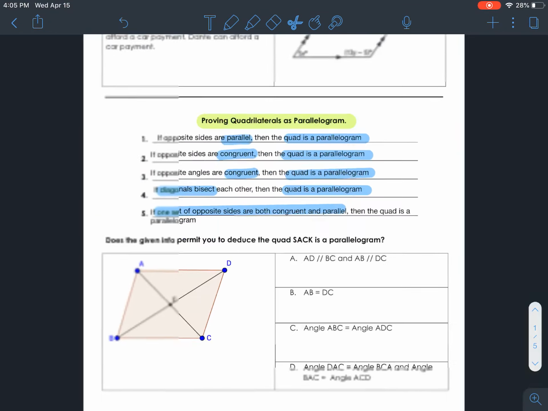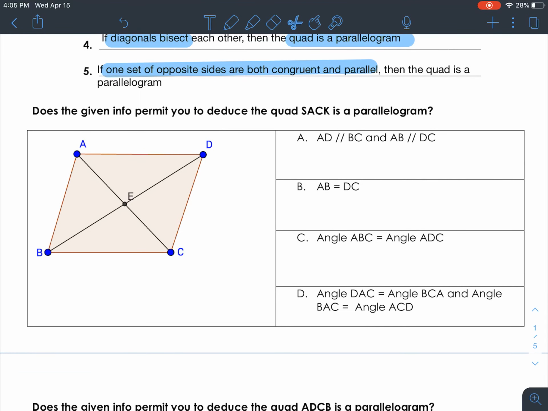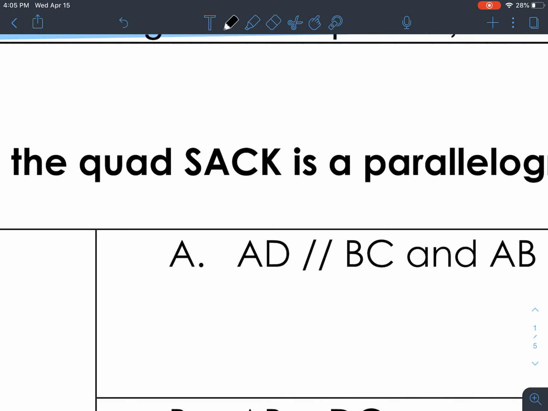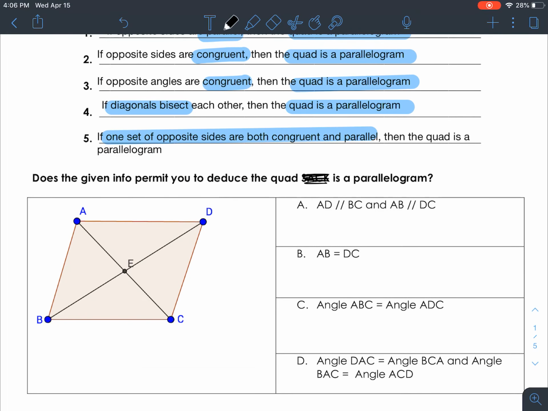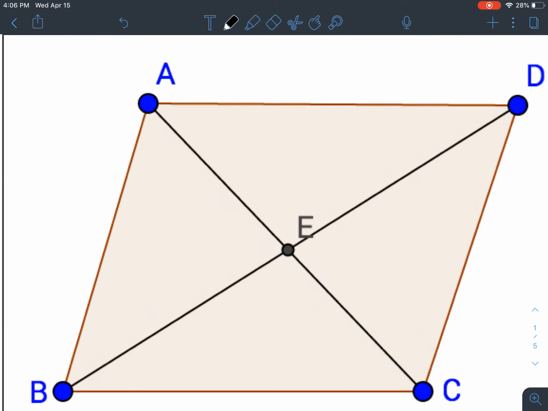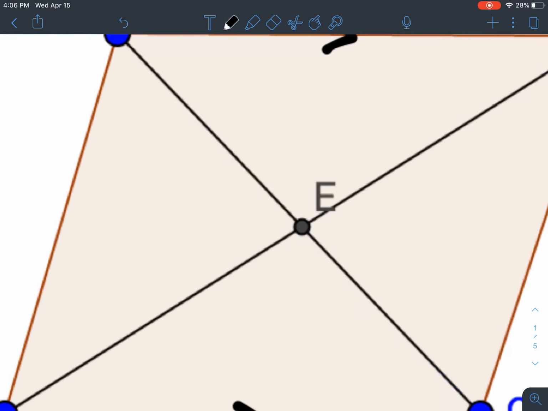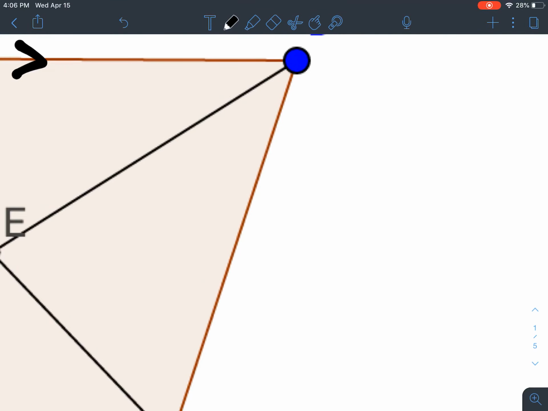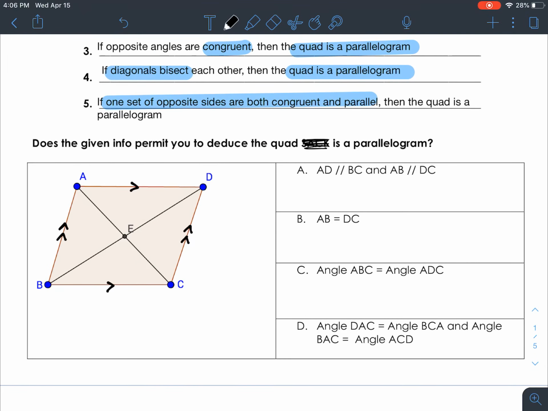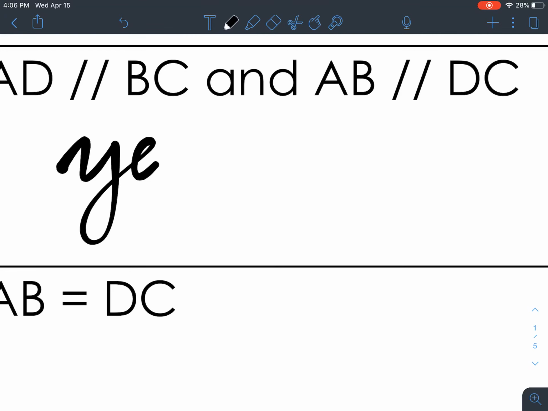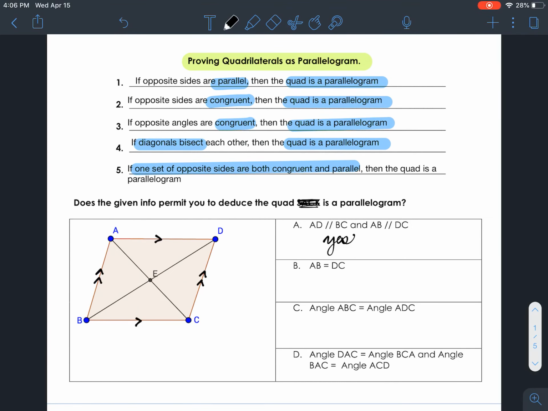This first prompt is going to ask us, does the given information permit you to deduce that this quadrilateral is a parallelogram? So we're trying to prove that ABCD is a parallelogram. Just yes or no. If you look at the first one, we're given that AD is parallel to BC, and that AB is parallel to DC. Is that enough information to state that it's a parallelogram? Yes, it is, and that's by that first method. If we can prove that opposite sides are parallel, then the quadrilateral is a parallelogram.